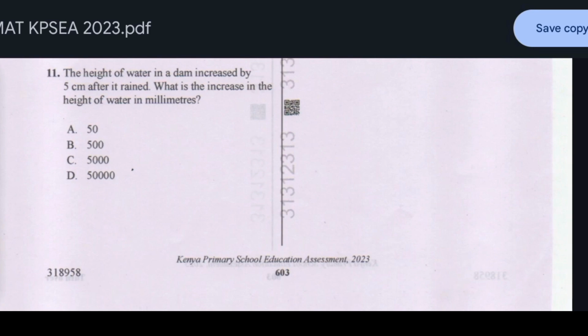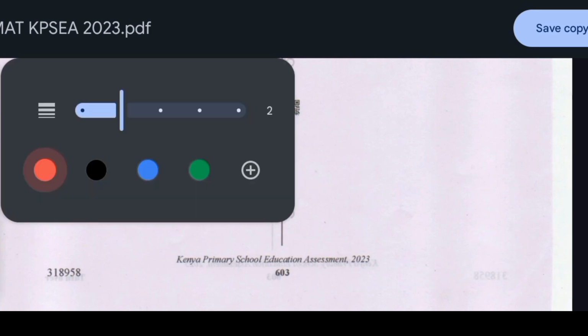Stick around, get a book and a pencil, and let's do these questions together. So we'll start with number 11.